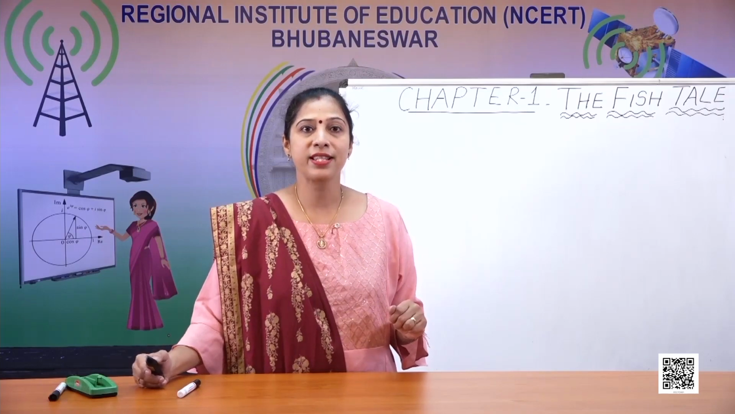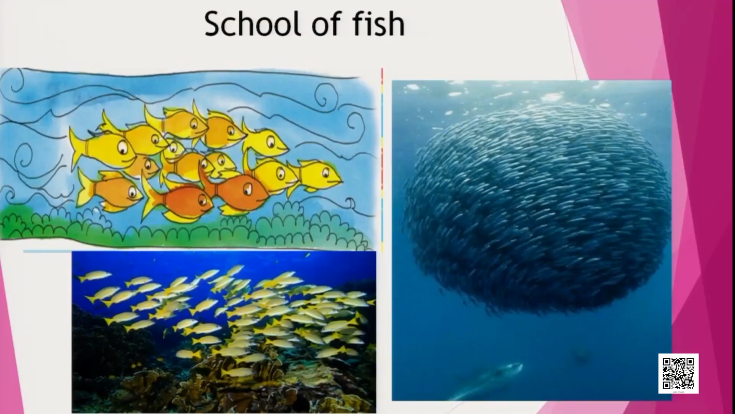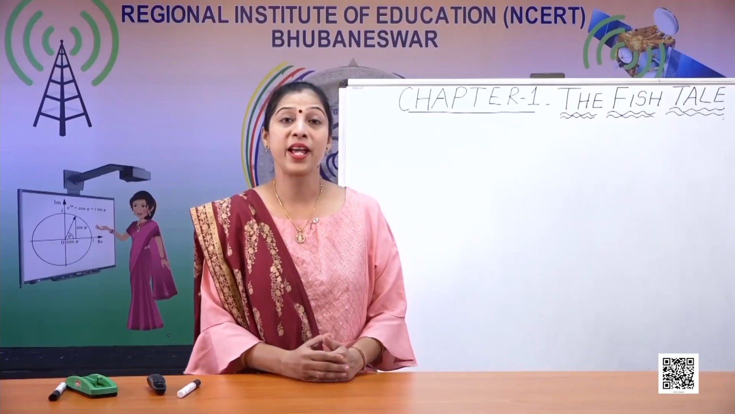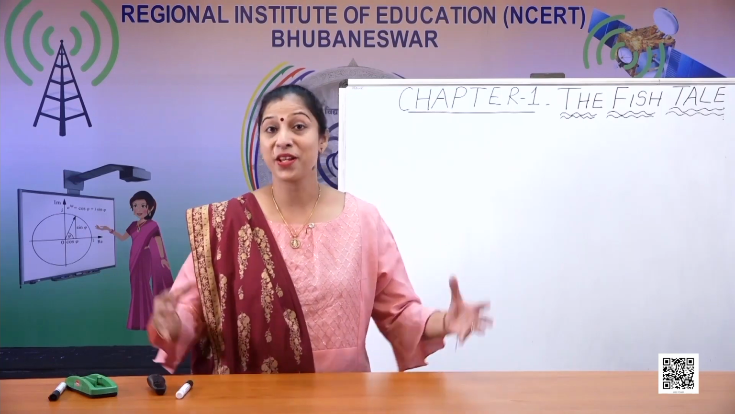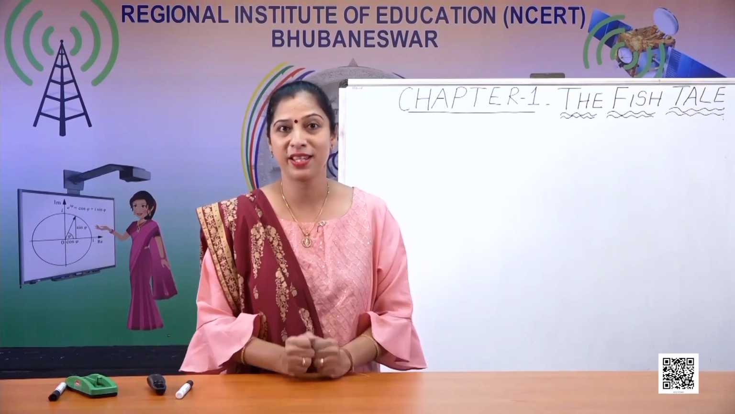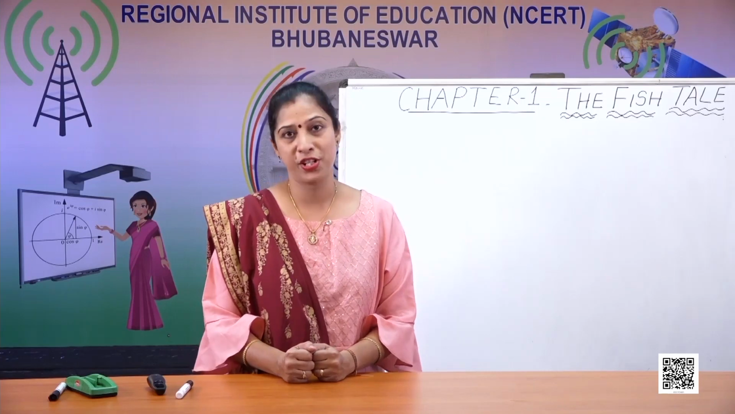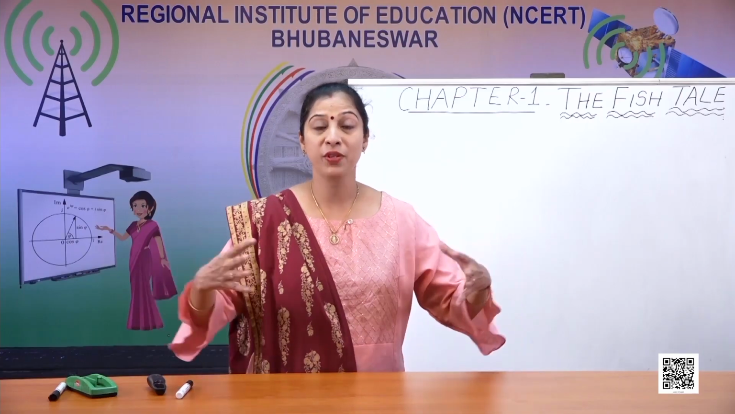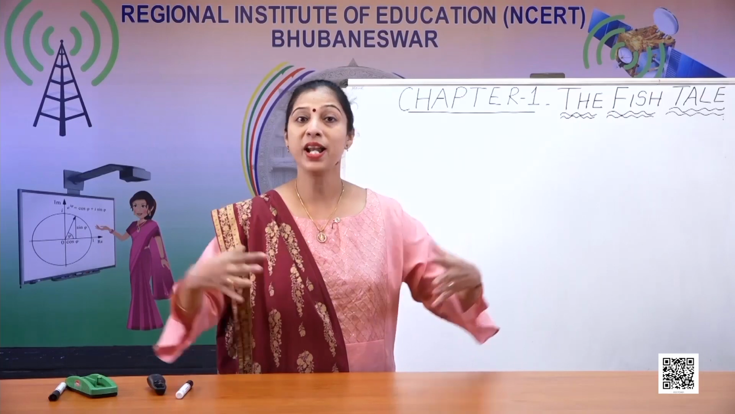Now let's go to the next slide. What is a school of fish? So the fish go to school? No. They are called what? When a group of fish come together, they are called a school of fish. You must have heard it in your English, isn't it? When you have learnt about the nouns, you must have learnt about school of fish. Why are they called a school of fish? Because they come together to make one group.